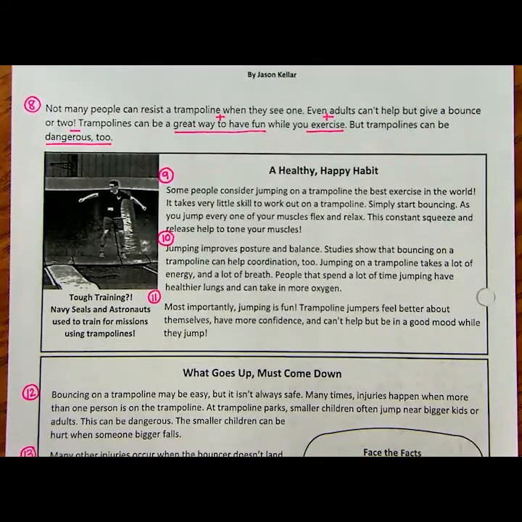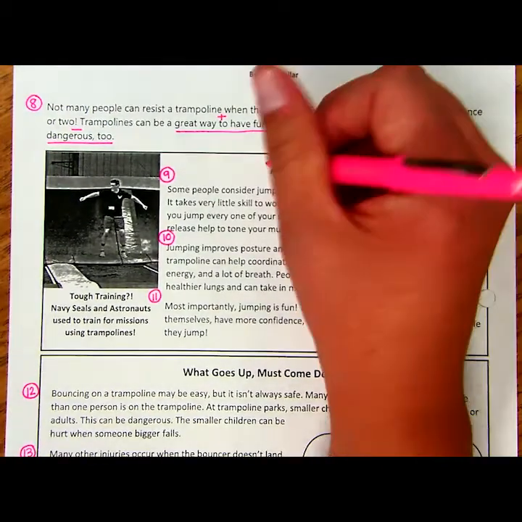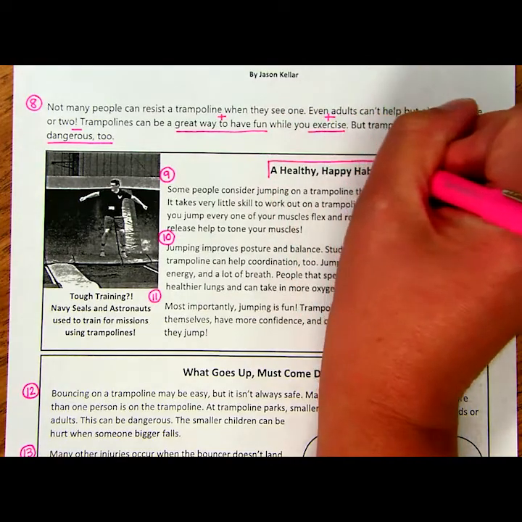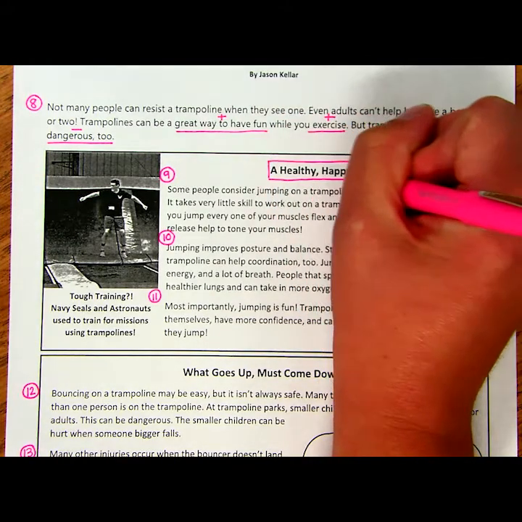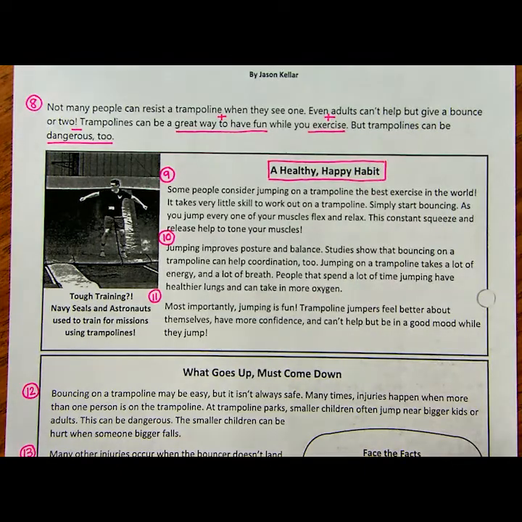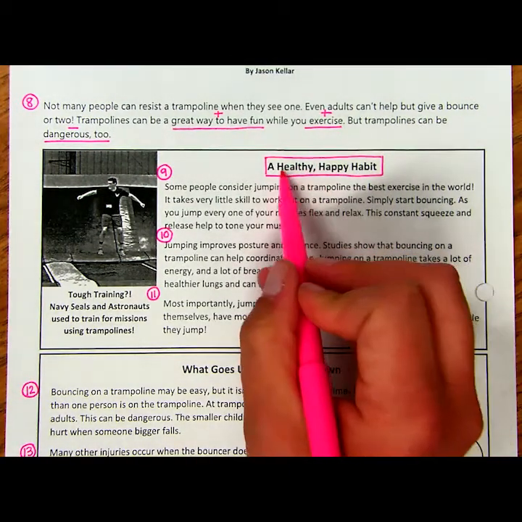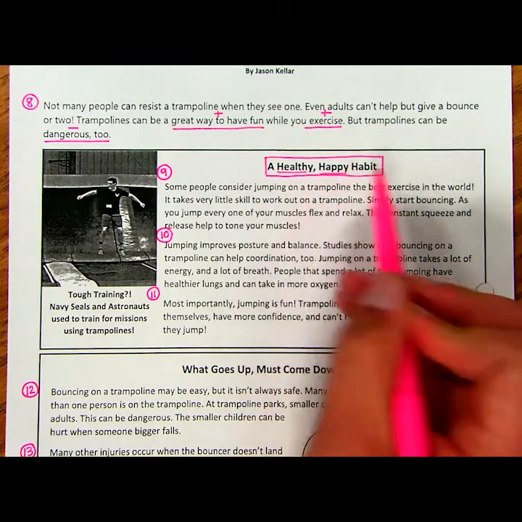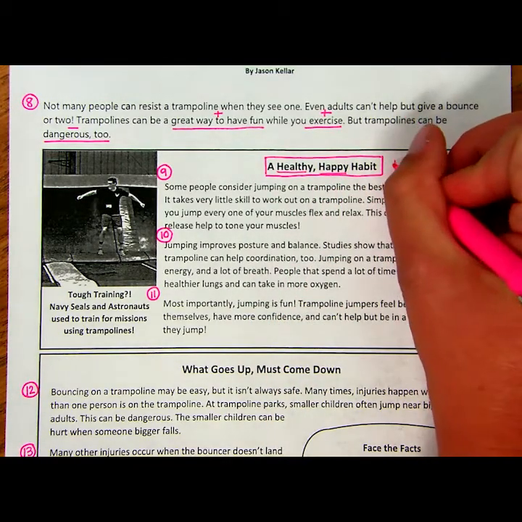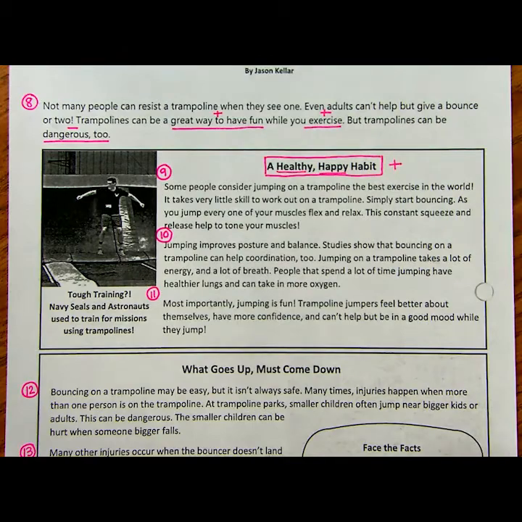A healthy, happy habit. If we look at this heading, what we know as readers is that headings give us information about what this section of the text might be mostly about. And I see the words healthy and happy. So I'm thinking this part of the text will most likely support trampolines.